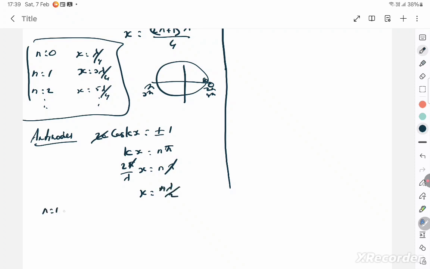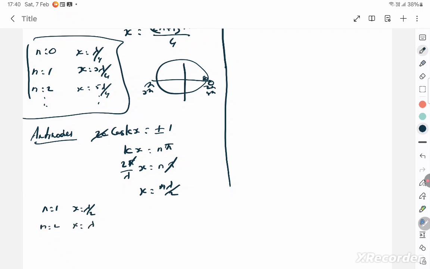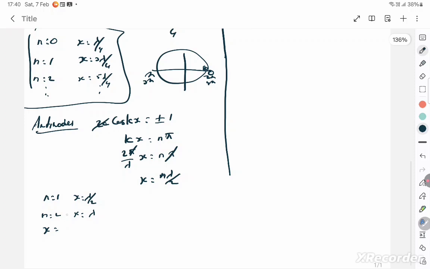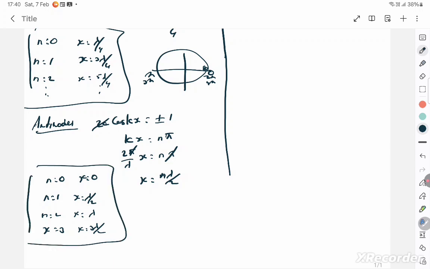Putting n equal to 1, x will be λ/2. Putting n equal to 2, x equals λ. What about putting n equal to 0? I'll get x equal to 0. For n equal to 3, I get x equal to 3λ/2. Therefore, I understand these are the points at which my antinodes occur.